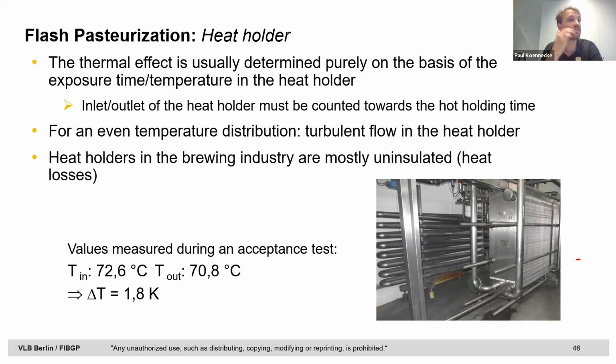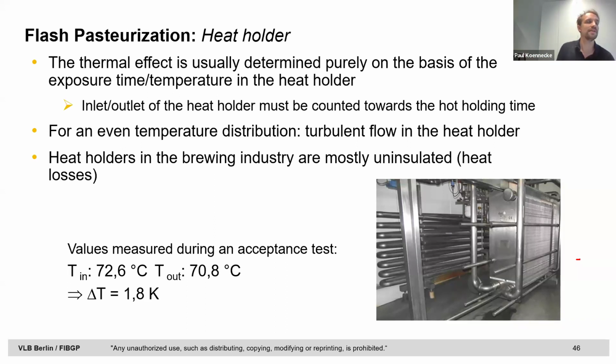And for example, for this specific flash pasteurizer, you will have a temperature difference of 1.8 Kelvin through the heat holding section. And you have to calculate this somehow due to integration of how many pasteurization units you will have in the end. But if you know that, you can calculate it, and normally you don't have to do this by yourself as a brewer. You can just rely on what the software gives you as the pasteurization unit content.